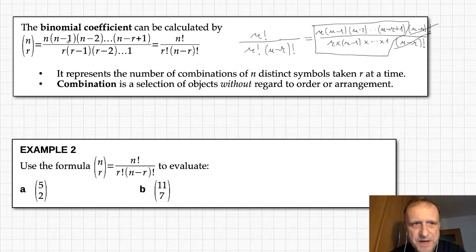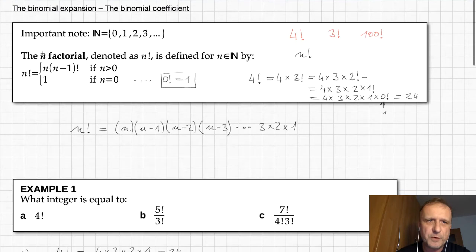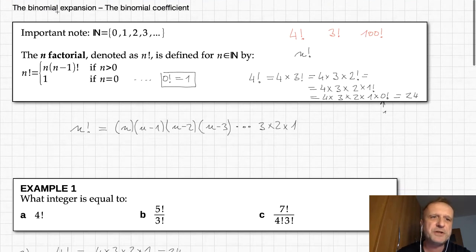So it's n times n minus 1 etc. until n minus r plus 1, and in the denominator there is r, r minus 1, r minus 2 until 1. So this is the definition of the so-called binomial coefficient. These binomial coefficients are very important because we are on a chapter called the binomial expansion, and you already know that the coefficients of the expansions are the numbers in the nth row of the Pascal's triangle.